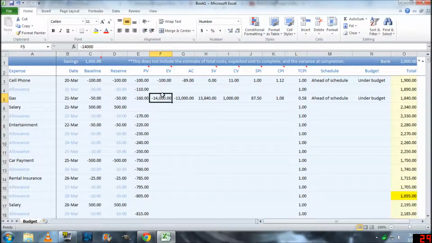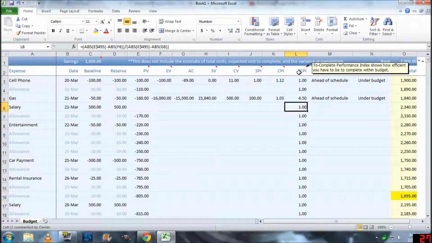If it's more than 1, let's say this was 16,000 and actual cost was 15,500, it is more than one. That means you need to watch out. You're spending too much. You're already beyond the estimated budget according to the schedule. All right, sorry about that. You have too much spending.